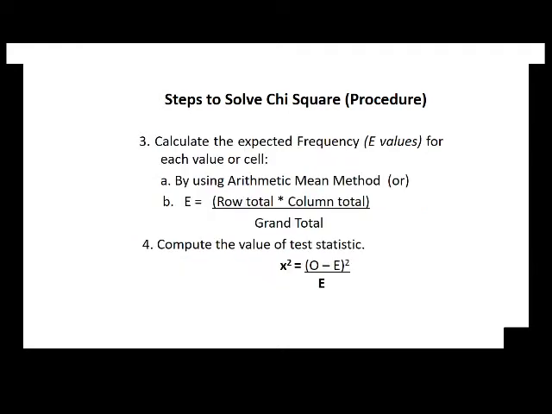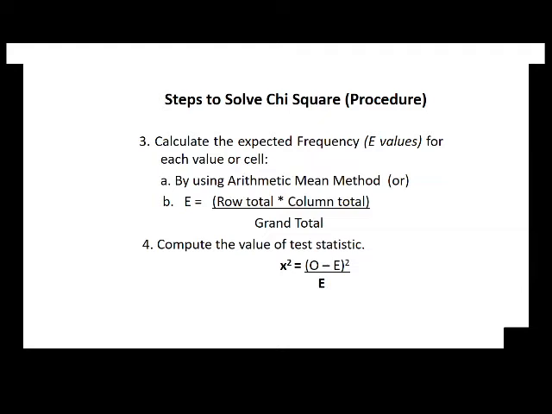Calculate the expected frequency, that is the E value, for each cell. The expected frequency E equals RT into CT divided by N, that is, row total multiplied by column total divided by N, where N is the grand total. Compute the value of the test statistic: Chi-square equals the sum of O minus E square divided by E.